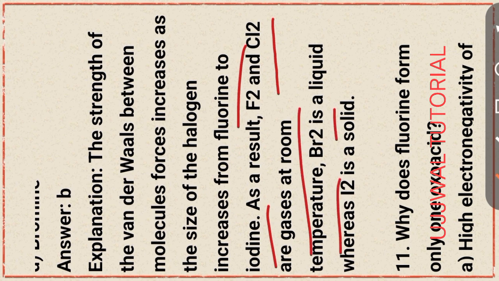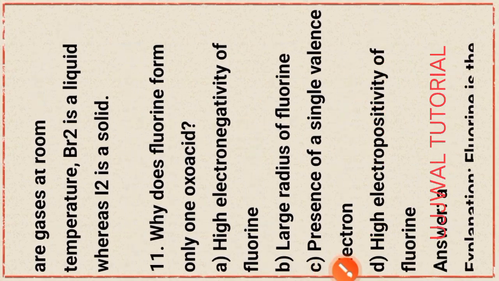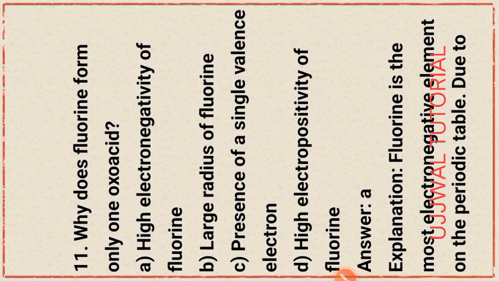Bromine is liquid, whereas iodine is a solid. Okay, next question, question number 11. Why does fluorine form only one oxo acid? That is option A, high electronegativity of fluorine.